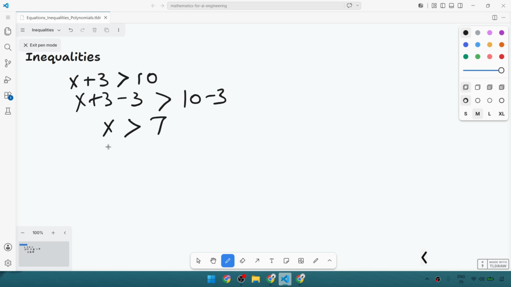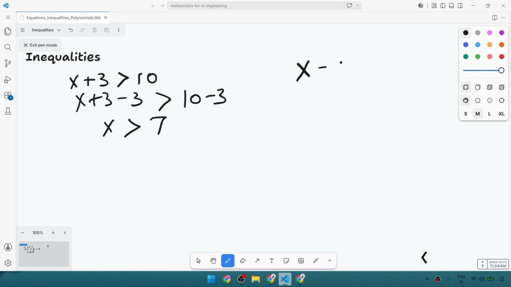And here, what is the final answer which we have got? x is greater than 7, which means x should be greater than 7. It can be 8, 9, 10, 11 and so on, right? There can be multiple values for x. The only thing is that it should be greater than 7. 7 is also not included. Let's take one more example.